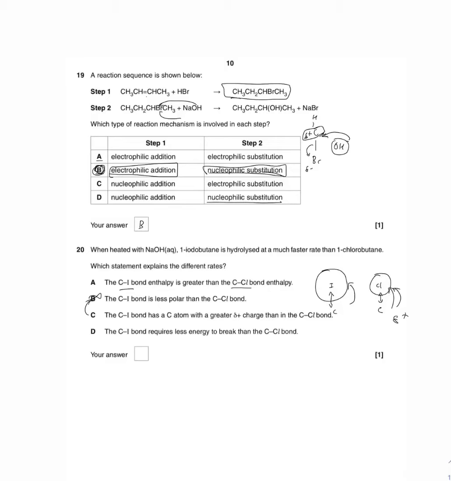And then D says the C-I bond requires less energy to break than the C-Cl bond. That is true, because the C-I bond is further away, so it's much easier to break this bond. And so D is the answer.